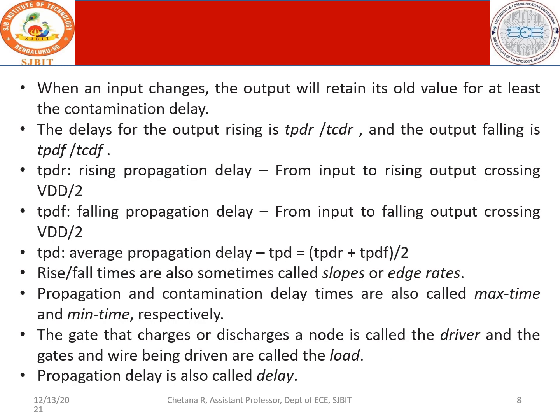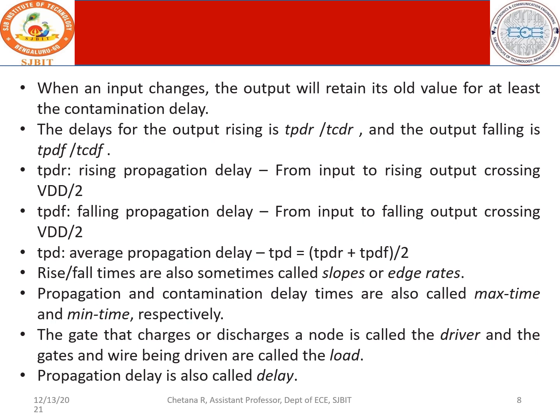So when an input changes, the output will retain its old value for at least the contamination delay. As I told you, the moment you switch off the device, it will take a little time to completely come to a zero state or a stable state. That is defined here as the contamination delay. So the delays for the output rising are TPDR or TCDR, and for the output falling are TPDF or TCDF. TPDR, the rising propagation delay, is from the input to the rising output crossing VDD by 2, as already defined, that is half of it, 50%. These are different definitions for the already defined terms. In an alternate way you can define this.